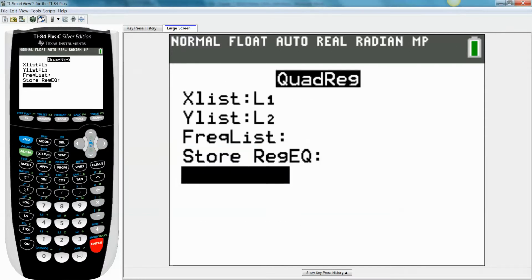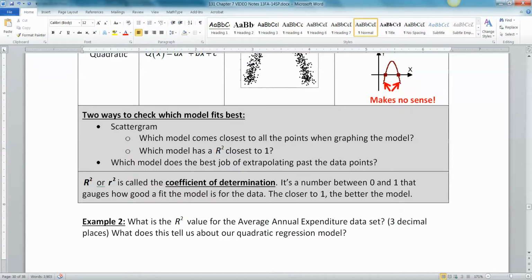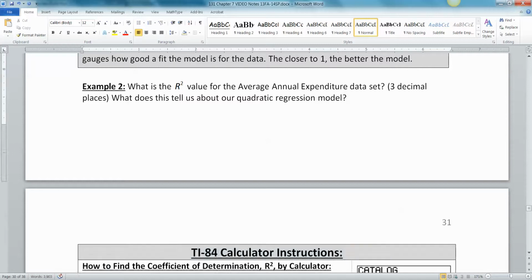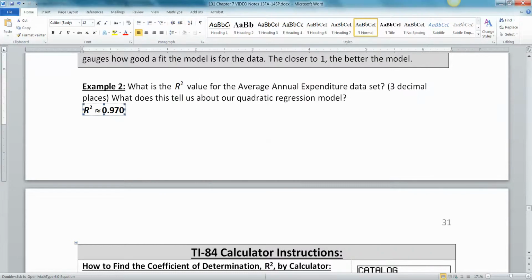fine, go down to calculate and hit enter. You'll notice when I ran it the first time, my calculator gave us this r squared value. See it right there? R squared, that's 0.9704. So our r squared was 0.970, roughly, because it says to give 3 decimal places. It's an approximation because it's a decimal that has no end. Just like pi, it goes on forever and ever. Although actually it's a rational number.